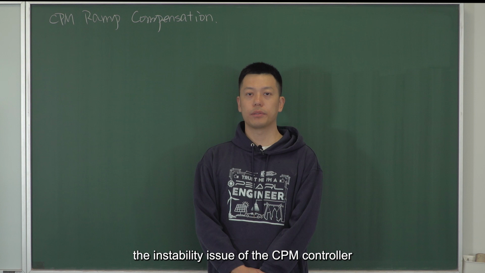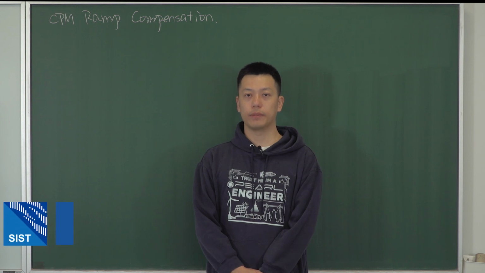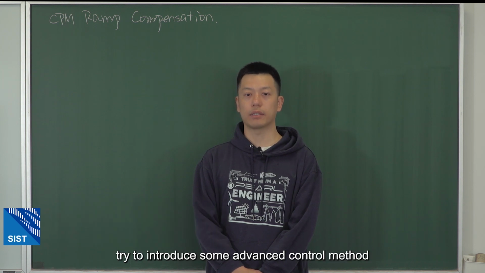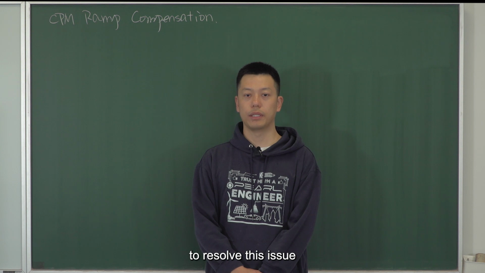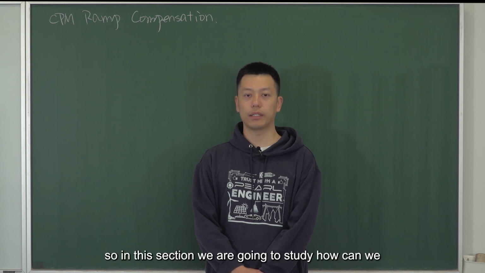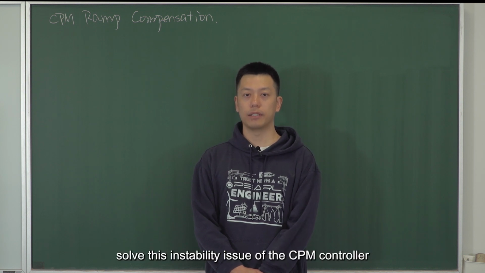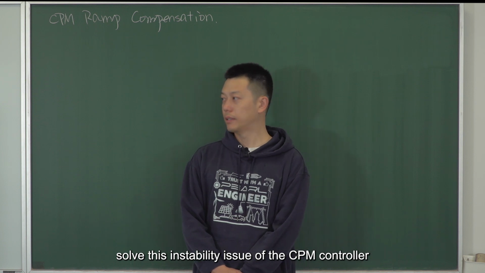The instability issue of the CPM controller comes with the topology itself, and we can try to introduce some advanced control methods to resolve this issue. So in this section, we are going to study how we can add an artificial ramp to solve this instability issue of the CPM controller.